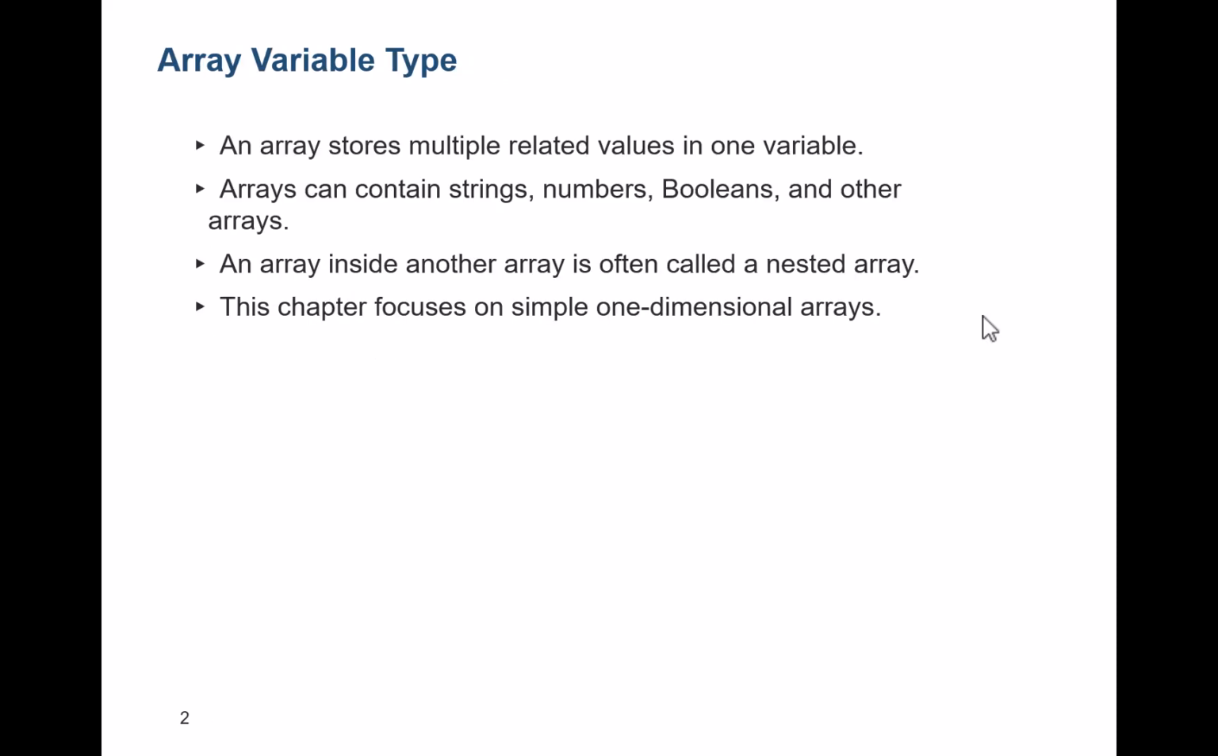An array is a PHP data type that allows one variable to store multiple values. For example, instead of creating 3 separate variables for 3 fruits, we can store all 3 fruit names in one array. An array can contain strings, numbers, Boolean values, and even other arrays. An array stored inside another array is often called a nested array. When several arrays are organized inside another array, the structure may also be called a multi-dimensional array. In this chapter, we will concentrate on simple one-dimensional arrays.